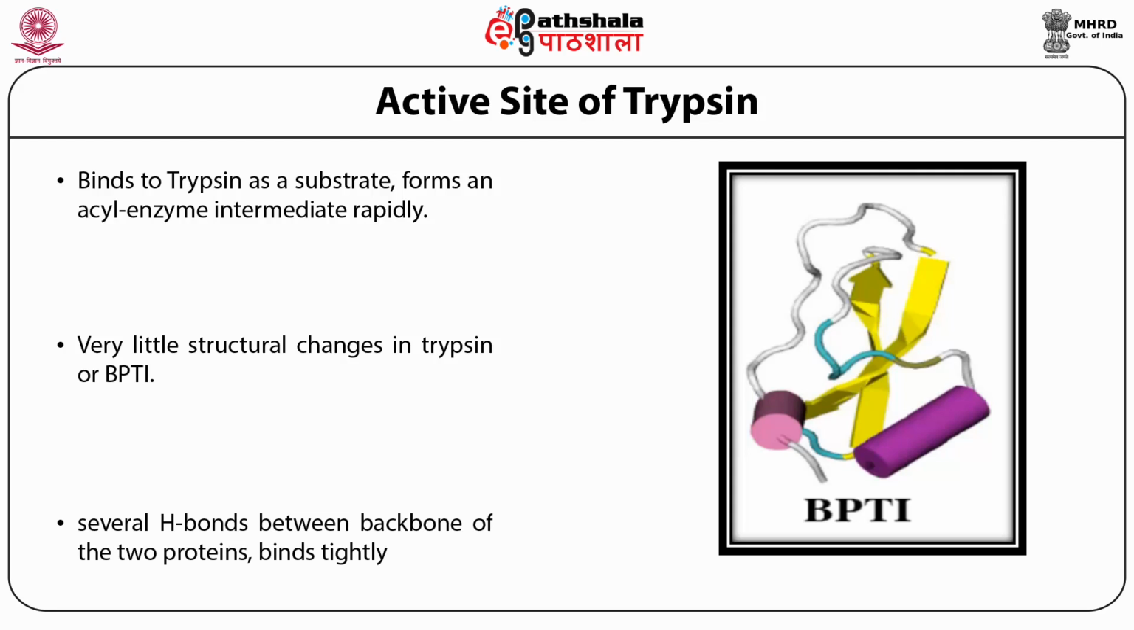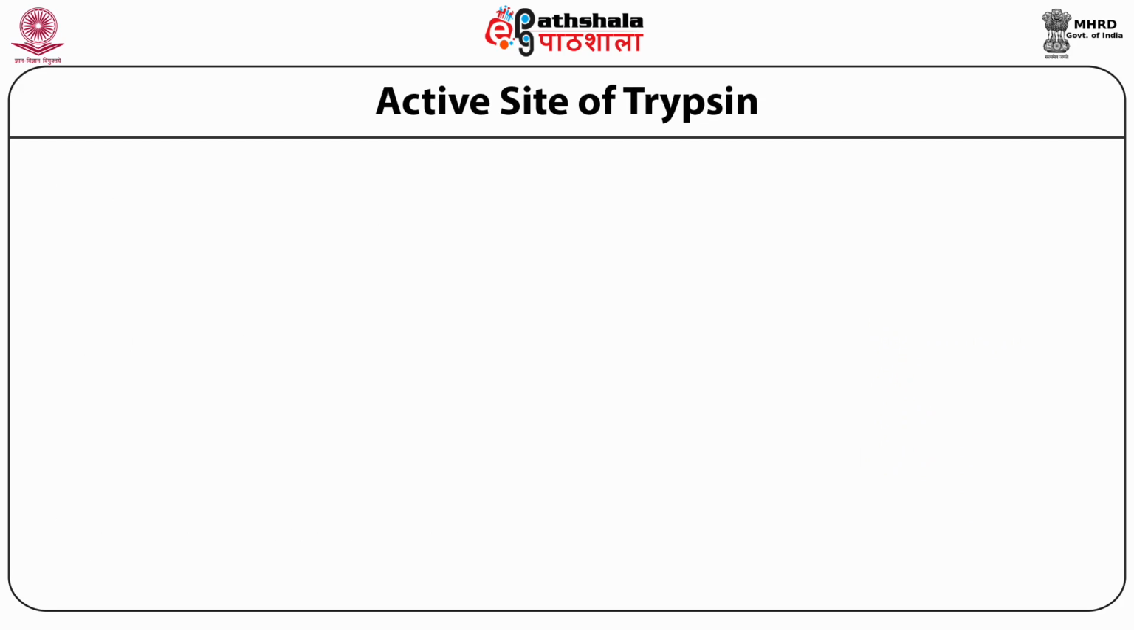In the complex between trypsin and BPTI, there are several hydrogen bonds between the backbones of the two proteins. The complex is so strong that the hydrogen bonds between the backbones of the two proteins form very similar to an antiparallel beta sheet, and this makes the binding very strong. Now BPTI mimics a substrate very closely, rather it is a very good substrate.